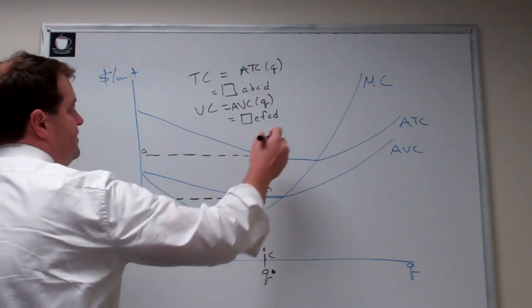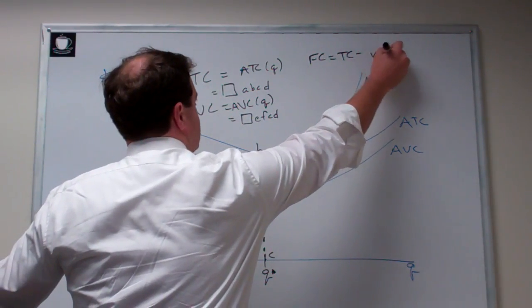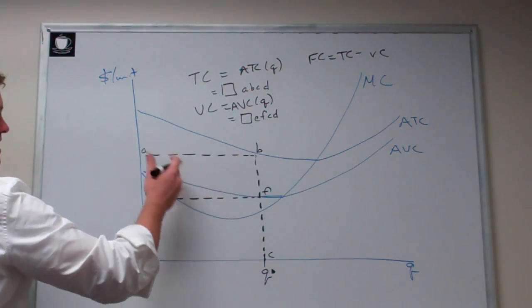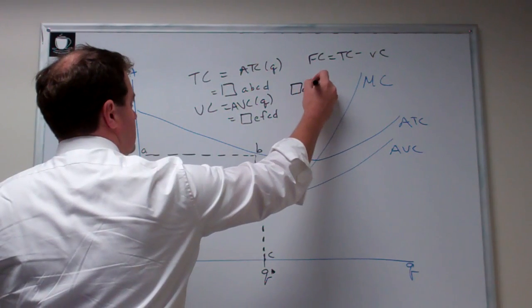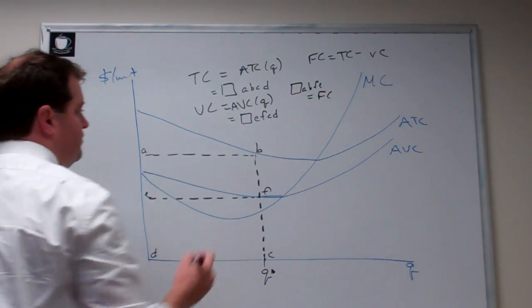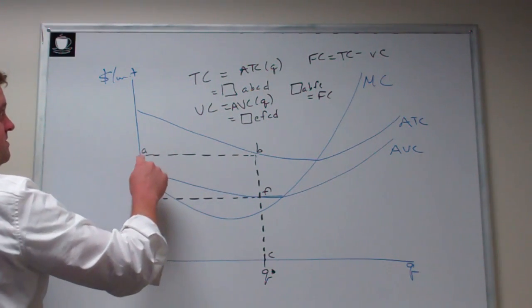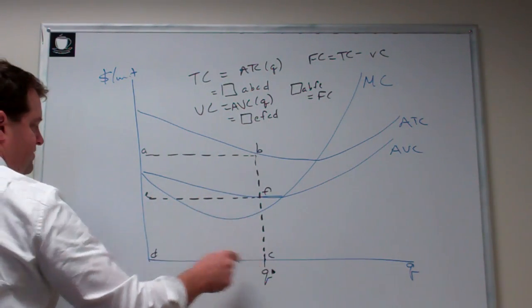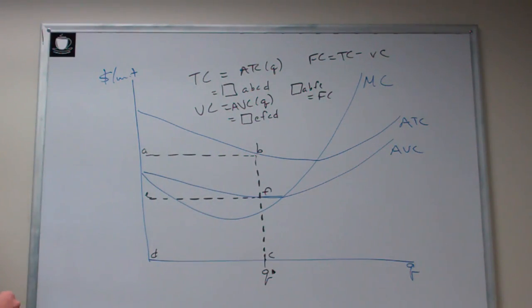And then remember, the difference between total cost and variable cost is fixed cost. So it has to be that this rectangle ABFE is fixed cost. So I've got three different rectangles that are showing me what total cost is. That's ABCD. I've got variable cost at EFCD, and then I've got fixed cost at ABFE.